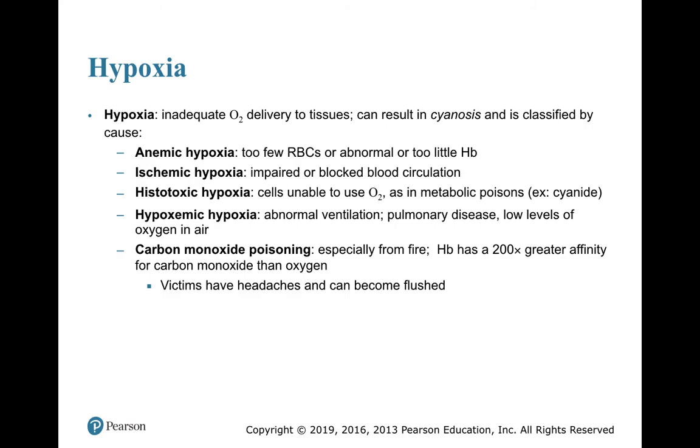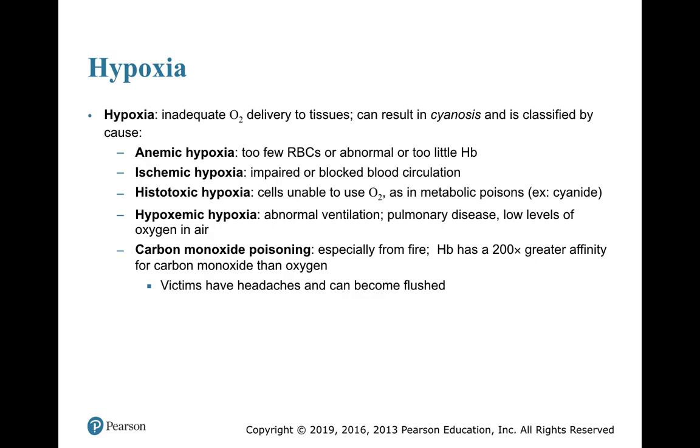Hypoxia is when you have inadequate oxygen delivery to the tissues, and that can result in cyanosis. These hypoxias can be classified based on their cause. You could have anemic hypoxia, which would mean there are too few red blood cells, or the red blood cells you have are abnormal, or do not contain enough hemoglobin. You can have ischemic hypoxia, which is impaired or blocked blood circulation. Histotoxic hypoxia, and the cells are unable to use the oxygen, as in the case of metabolic poisons such as cyanide. Hypoxemic hypoxia is an abnormal ventilation, a pulmonary disease, and you get low levels of oxygen in the air.